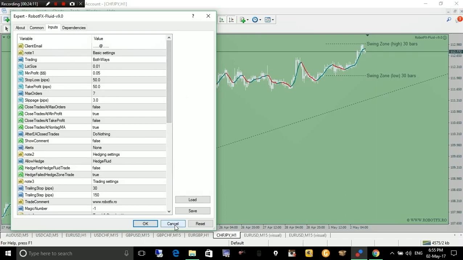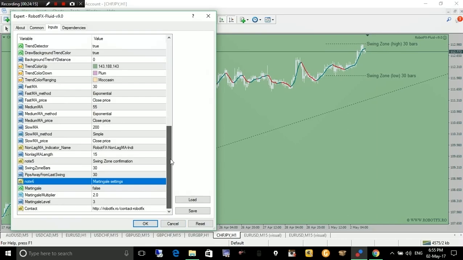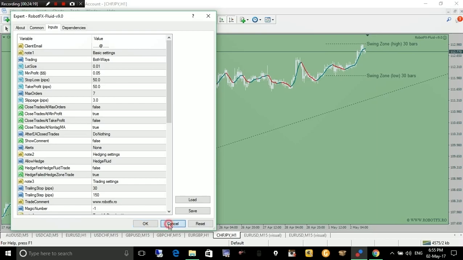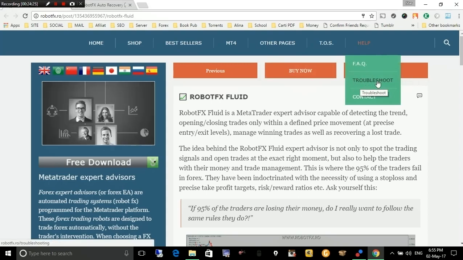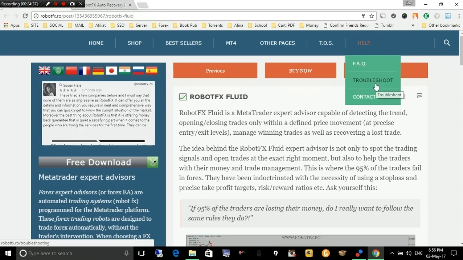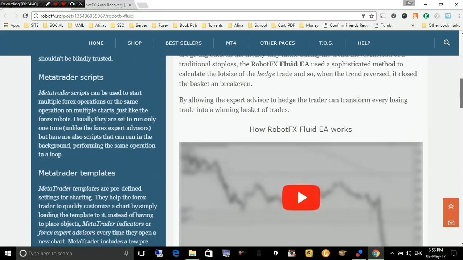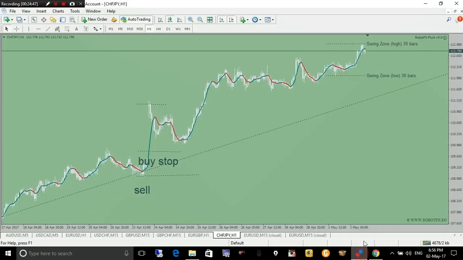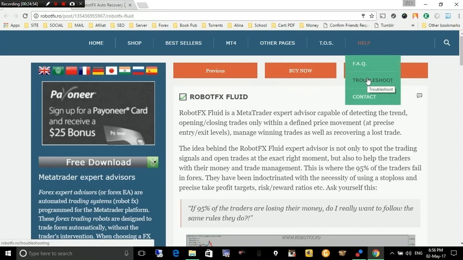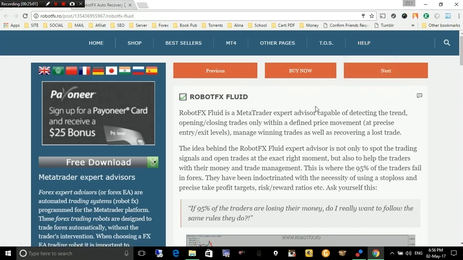Okay, I hope I covered everything and explained all the settings. If there is something that you didn't understand, then kindly read the frequently asked questions. Maybe visit the troubleshoot. The troubleshoot most of the time has the solution, as beginner traders usually copy the expert advisor in some other folder and the indicator in another one. And of course, don't forget to download the RobotFX non-lag moving average indicator that the expert advisor will use to spot the entries. If you cannot figure it out and you think it's a bug, then don't hesitate to use the contact page, and we will answer you as soon as we can to find a solution.